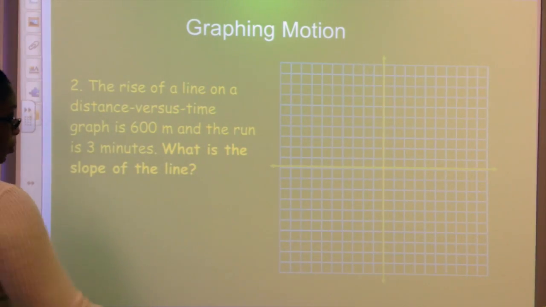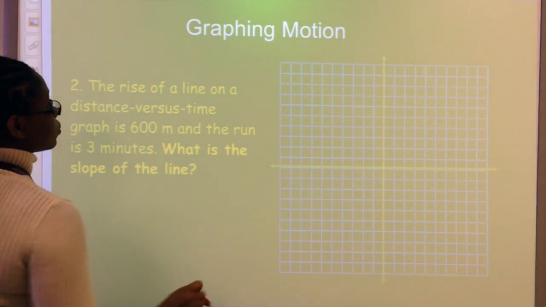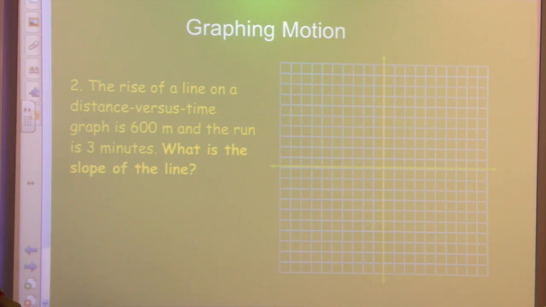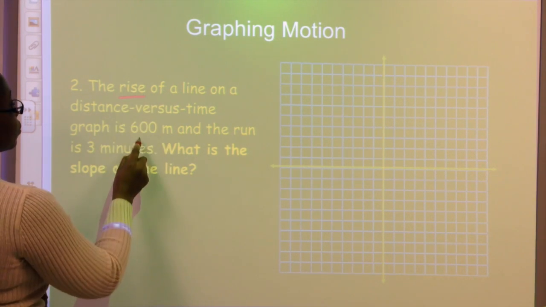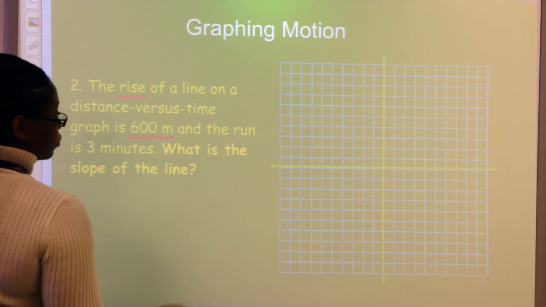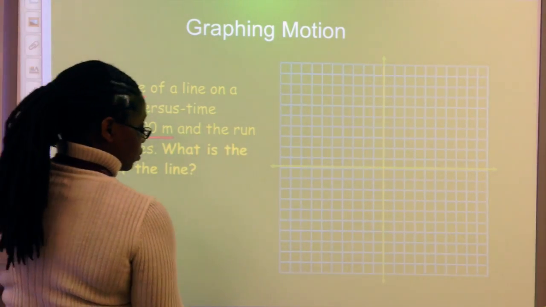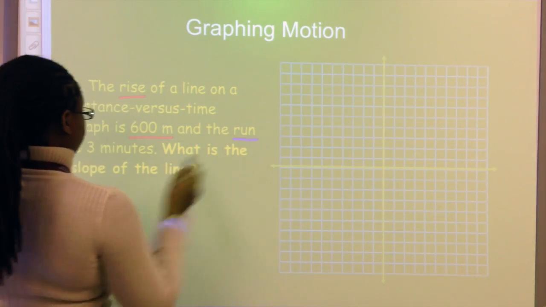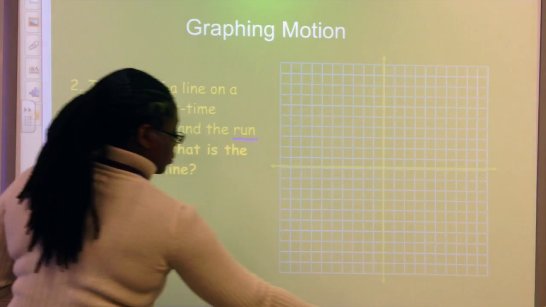Okay, so in the last problem, our slope was already given. In this problem, we want to find the slope, and we have a distance versus time graph that has 600 meters for the rise and for the run over 3 minutes of time. So how can we find the slope using this particular information?